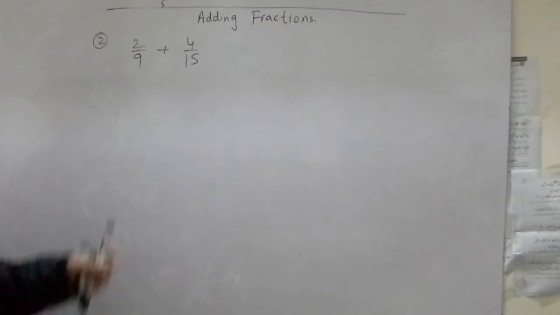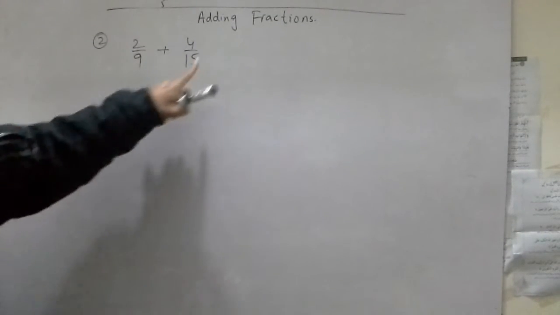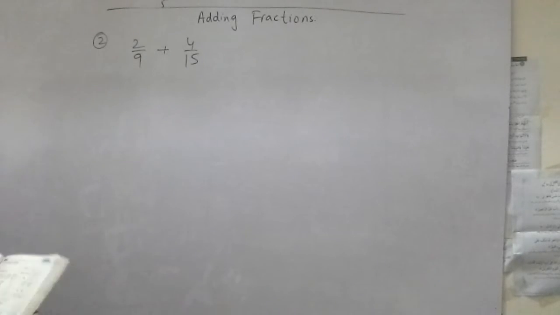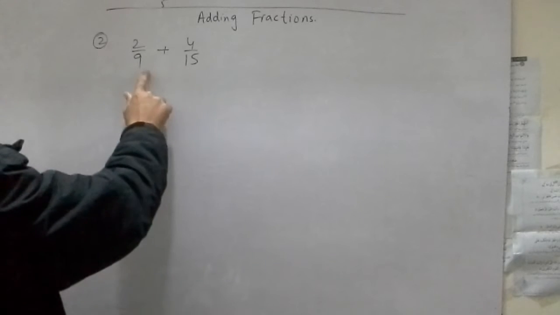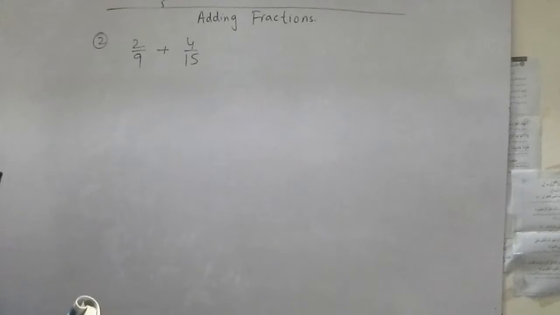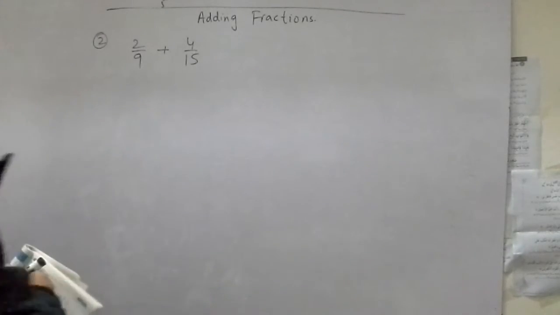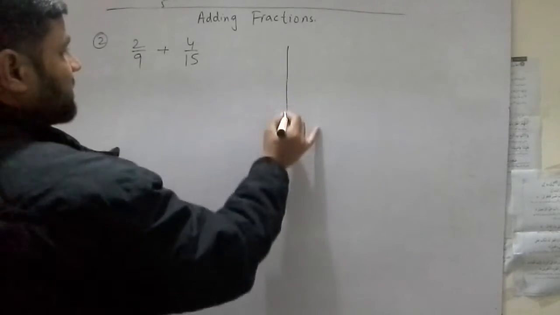Bismillahirrahmanirrahim. In this video we will do our second question for adding fractions. So we have 9 and 15 in the denominator, and for adding fractions we need to make our denominators the same. So we are going to take the LCM, which is the least common multiple.